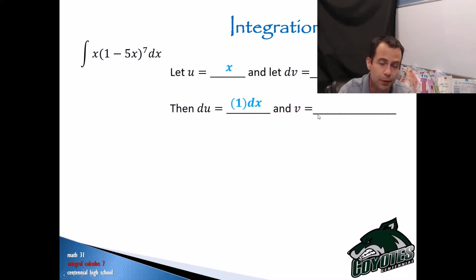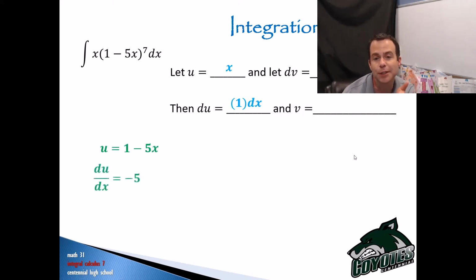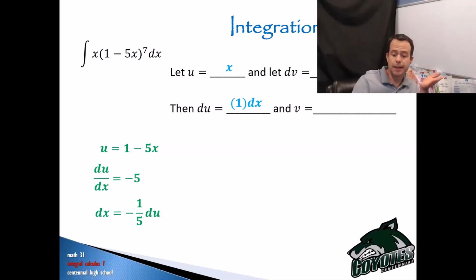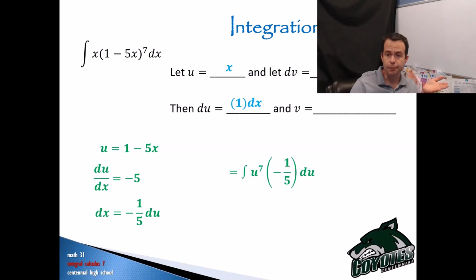Okay, and then I have to figure out v. Well, in order for me to figure out v, I have to integrate 1 minus 5x to the 7. So to do that, I'm going to do a quick u substitution to get that one done. So u is going to be 1 minus 5x. So du is going to be negative 5. Swap it out so that it's dx. dx will be negative 1 over 5 du. So now to do that integration, I'm looking at the integration of u to the 7 times negative 1 over 5 du. The negative 1 over 5 can come to the front. The integration of u to the 7 would be 1 over 8 u to the 8.